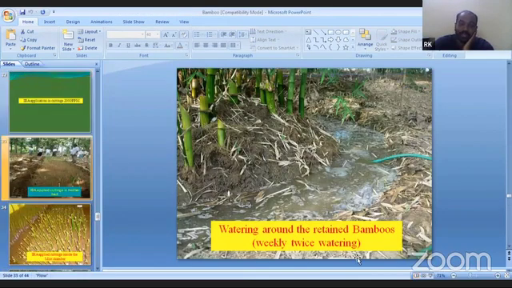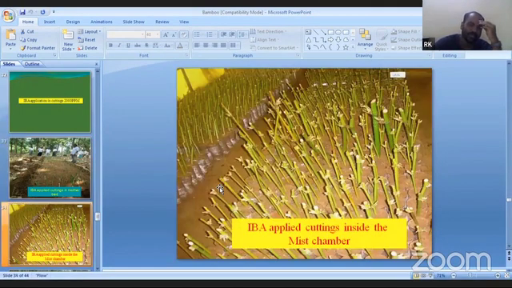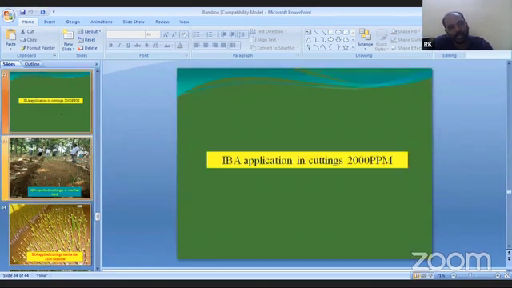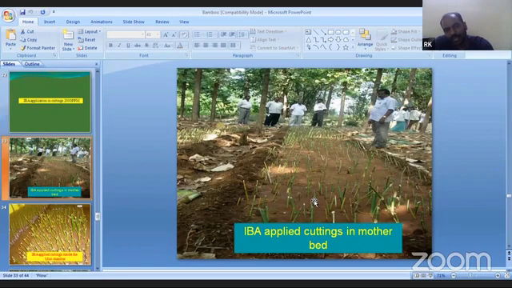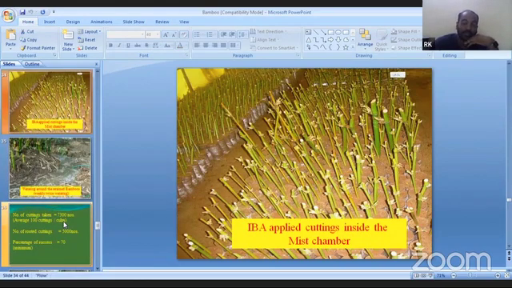Once rooted, we either plant directly or transfer to polybags after planting. Two methods are possible, and directly planting is cost effective. Here this is the mother bed, where we plant directly. Another method is planting in polybags. This is the polybag, this is the mother bed. Both methods are available. If it sprouts in the mother bed, then transfer to the polybag. If planted directly in the polybag, it is then ready for planting in the field.